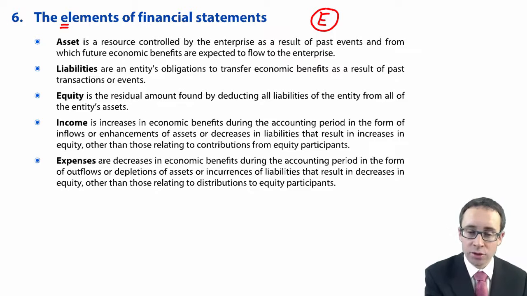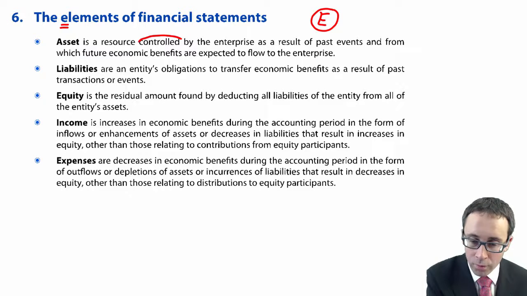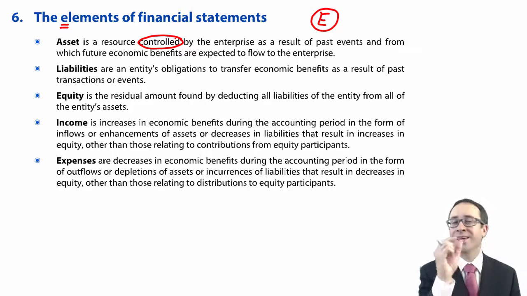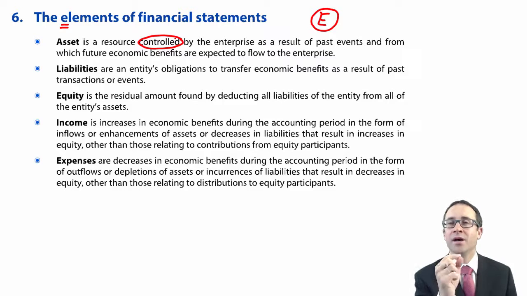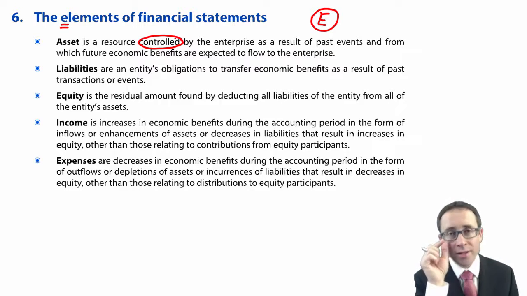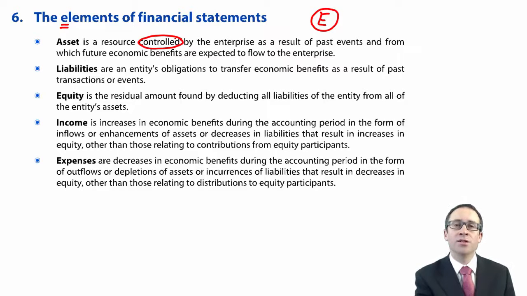An asset is a resource that is controlled by an enterprise. That's the key word, I think, within an asset. You don't necessarily have to own it to show an asset, you just have to control it. When we look at leases in F2, that's a prime example where you may not own an asset, but you have control over it. It is controlled by the enterprise as a result of a past event, from which future economic benefits flow to the enterprise.